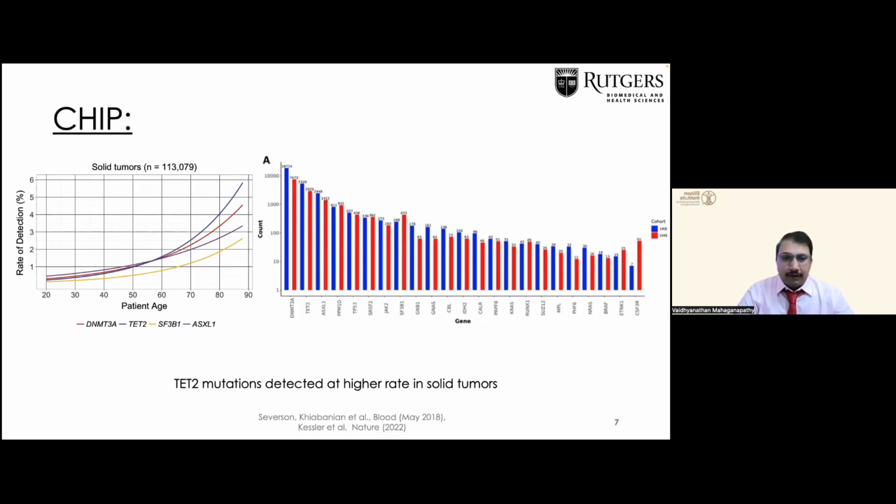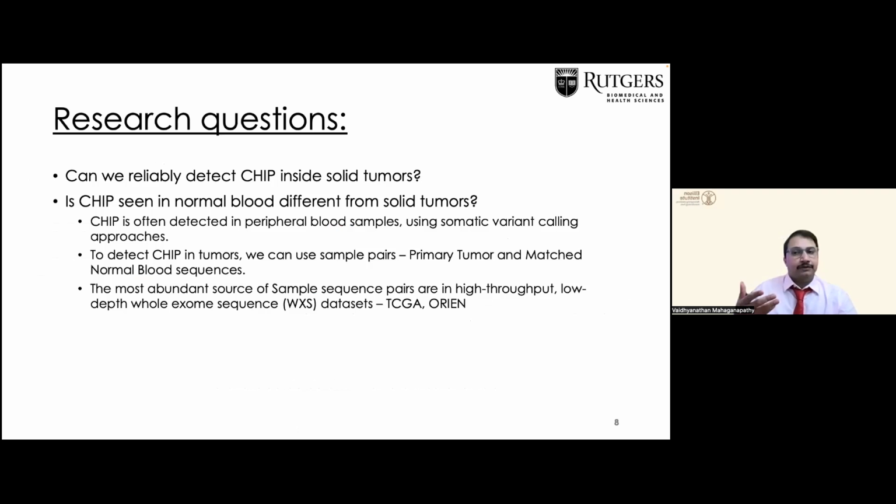The plot on the right actually shows a recent study, but this is the overall trend that has been repeatedly shown in all the publications that have studied CHIP, where the most commonly mutated gene is DNMT3A, followed by TET2. But we see a reversal inside the tumors. So this was fascinating, and this prompted a couple of research questions.